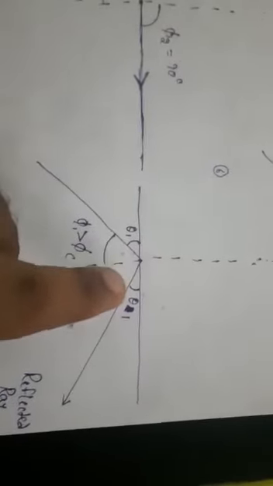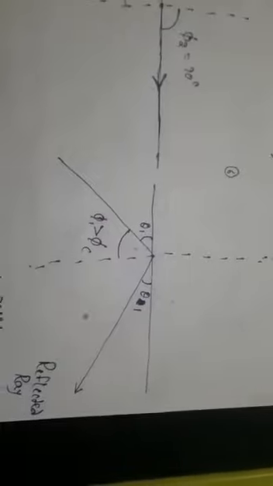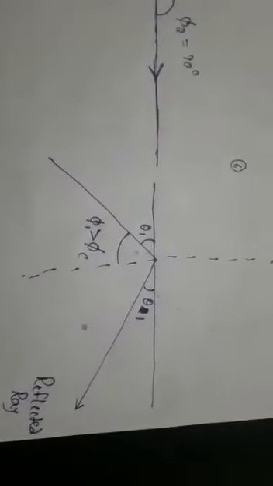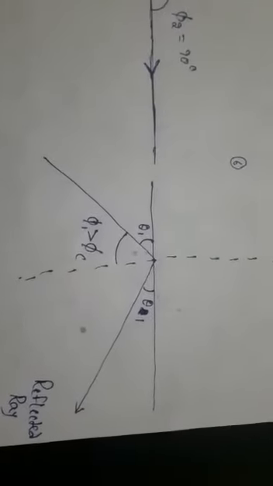What will happen here? The entire ray will come into the same material, that is N1. That is the reflected ray, and this process is called total internal reflection.